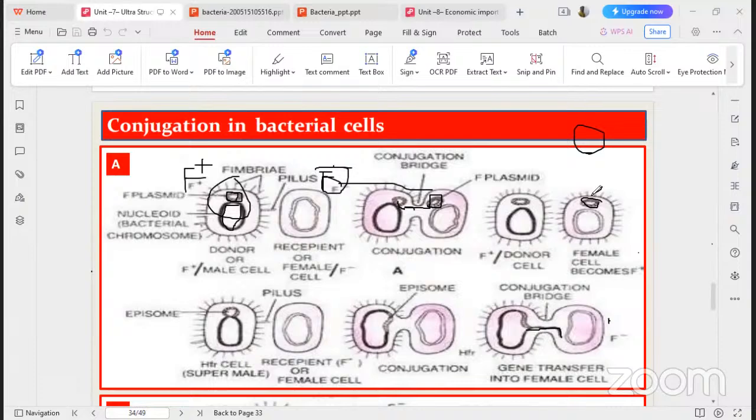Here, genetic material is exchanged between the two organisms. That's why we call it sexual reproduction, but it's not perfect sexual reproduction. Okay, have you understood?